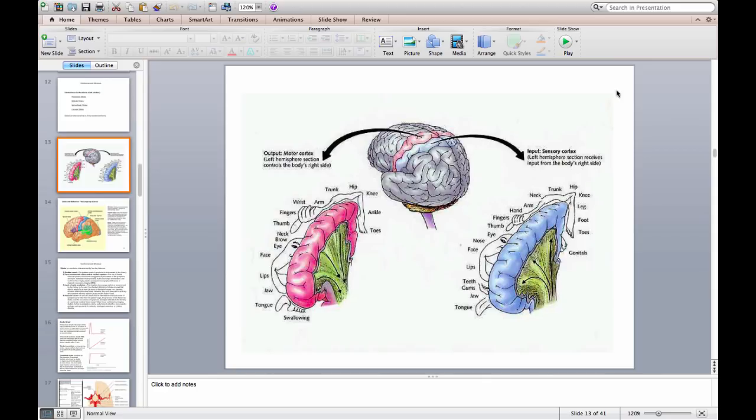Facial drooping, right? Loss of arm and leg control. Now, the side of the body where you see the paralysis is the opposite side to where the injury is going to be, where the injury to the motor part of the brain is going to be.